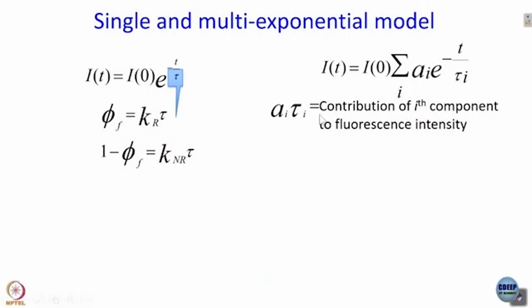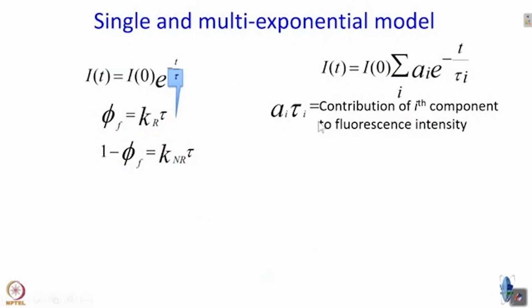Let us say only 20% of the fluorophore is bound to cyclodextrin, and let us say for the free form of the fluorophore lifetime is 1 nanosecond, for the bound form lifetime is 10 nanosecond. What will be the intensity if 20% is bound, and what will be the intensity if 80% is bound? Naturally, intensity will be much more when 80% is bound. Where does that come from? That comes from here, that contribution of the ith component to fluorescence intensity is actually A i multiplied by tau i.